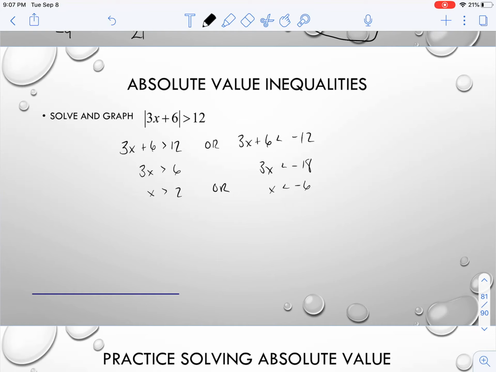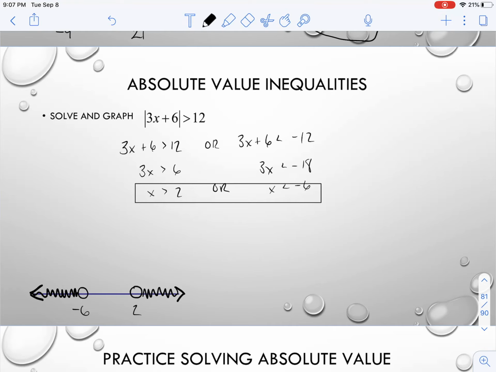So again, here I know I have open circles at -6 and at 2. For my first interval, x is greater than 2, so I'm going to shade to the right. And in my second interval, x is less than -6, and I'm going to shade to the left. Okay, it's an or, so it can be in the first or the second inequality or interval, and it's going to satisfy my inequality.